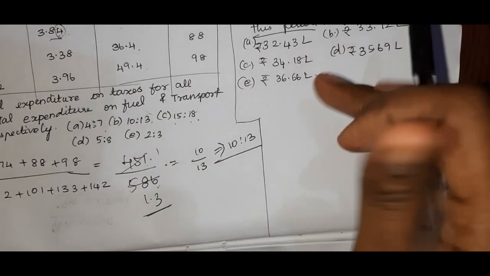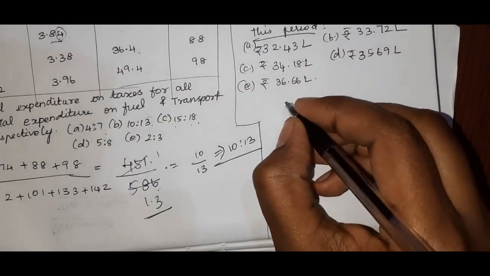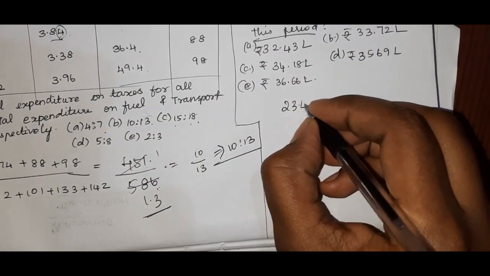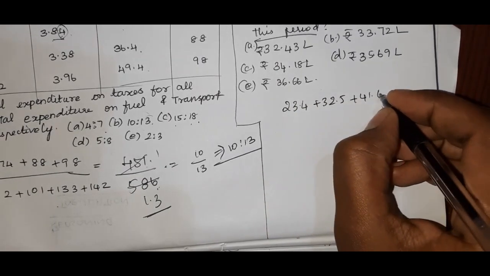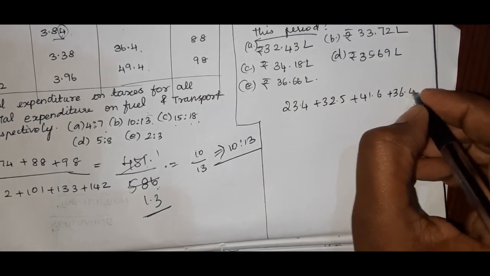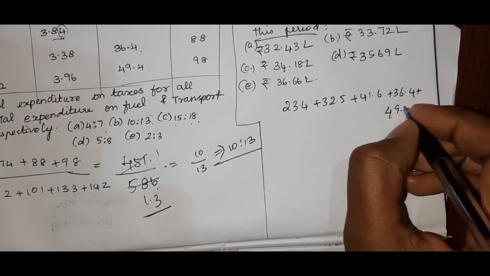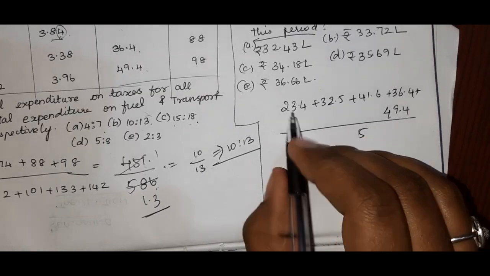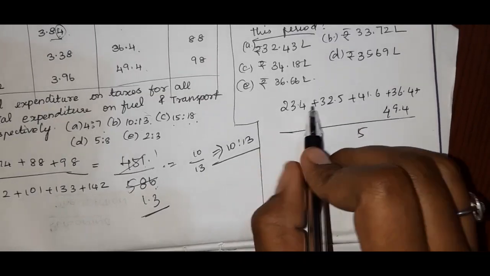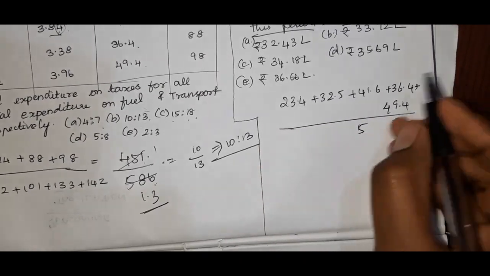Okay, so let's do that. What's the value we'll be getting? 23.4 plus 32.5 plus 41.6 plus 36.4 plus 49.4 divided by 5. There is no need to add all these values. Just add the values after the decimal point.